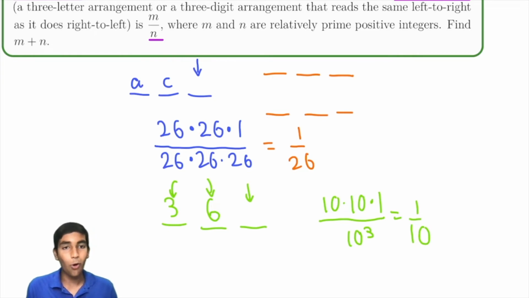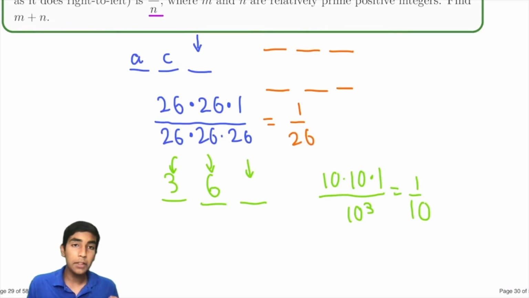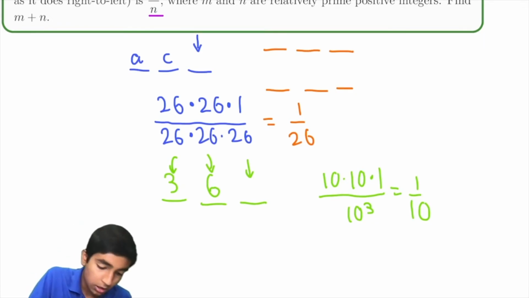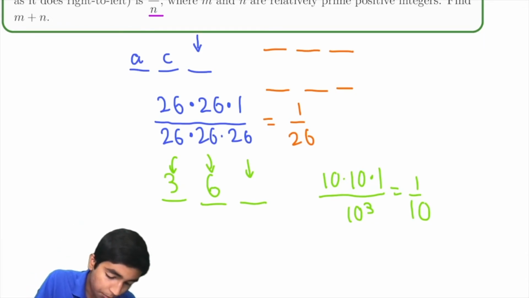But remember, we're overcounting. What if both of these are true? We should subtract that, probably, right? Because they're counted in both this 1/26 and the 1/10. So let's see, what's the probability that these are both true? Well, the probability that the letters form a palindrome is 1/26, and the probability the numbers form a palindrome is 1/10.